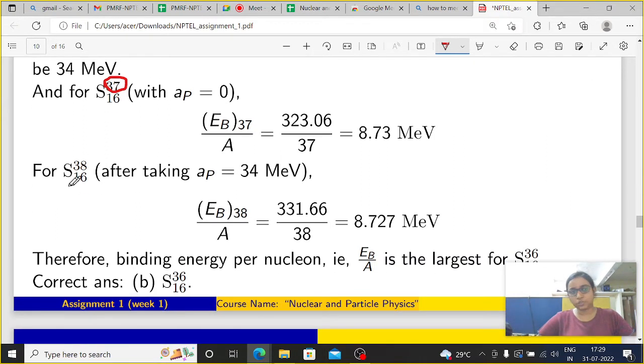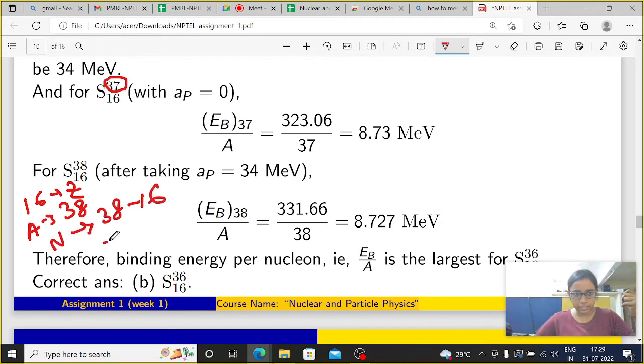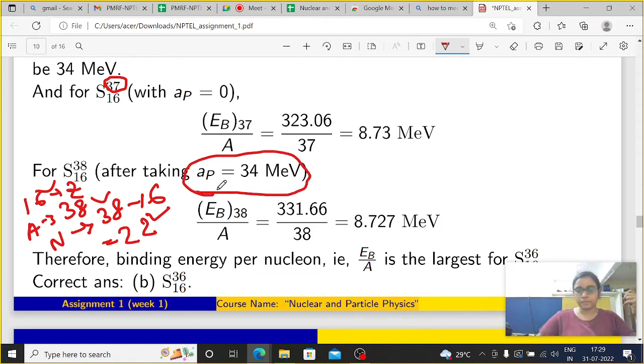And for the next one, 1638 is there. So as I already mentioned, 16 is the Z value, A is 38 and N will be 38 minus 16, so that means 22. So that means 38, 16, 22 all are even numbers. That's why AP will be 34 MeV.